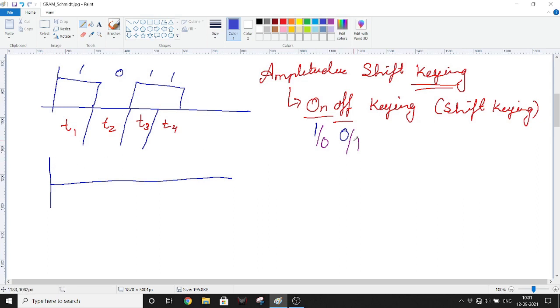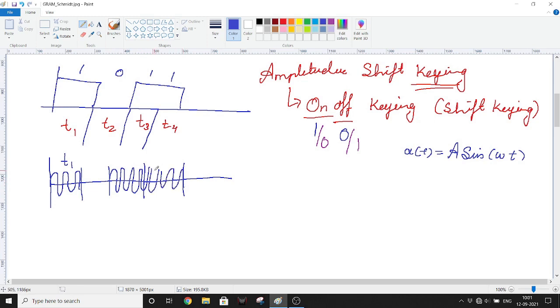So over the period, let me take my A of t, whatever the modulation signal that I'm considering, as something like an amplitude A sine of omega t. It has a certain frequency, but right now let it be some f. Okay, so how do I represent that? For the period of t1, that is high, and for period of t2 there is nothing, and for period t3 and t4 we have our sine wave. Okay, so this is on-off shift keying.